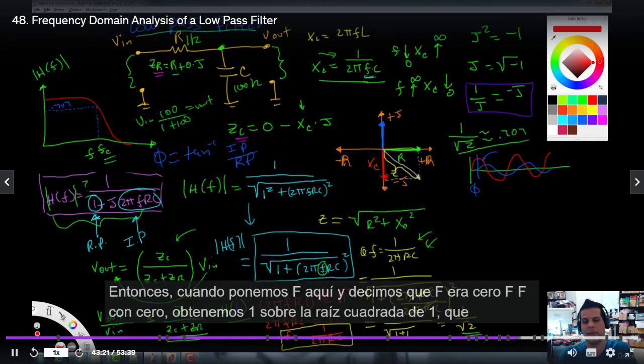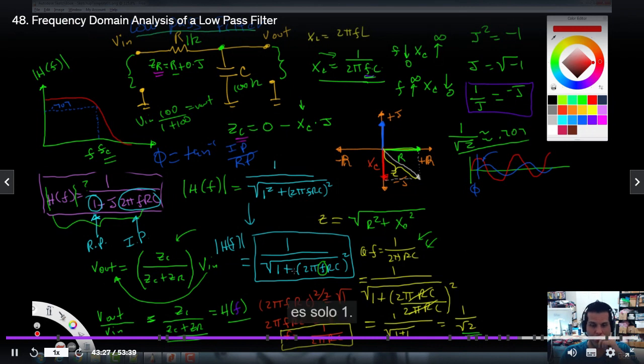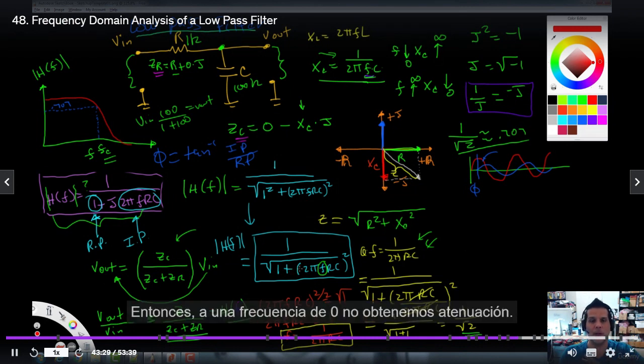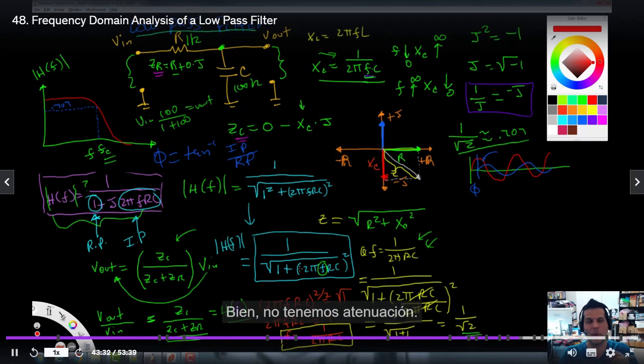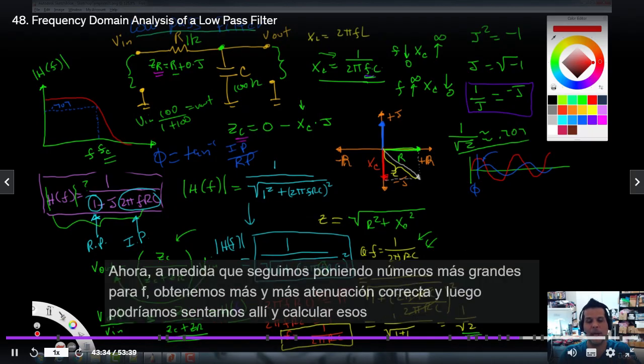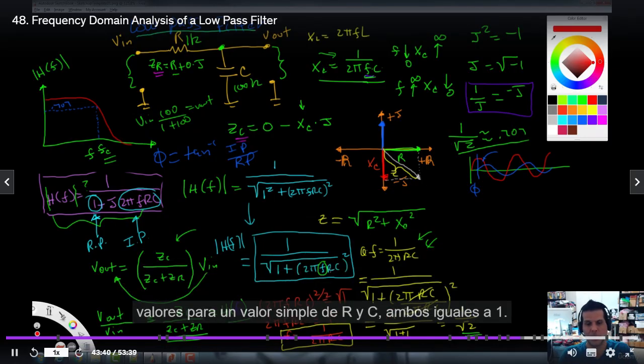So then as we put f in here and say f was 0, then we get 1 over the square root of 1, which is just 1. So at a frequency of 0, we get no attenuation. Now, as we keep putting larger numbers in for f, we get more and more attenuation. And then we could sit there and compute those values for a simple value of R and C both equal to 1. 1 ohm and 1 farad, which would never happen.